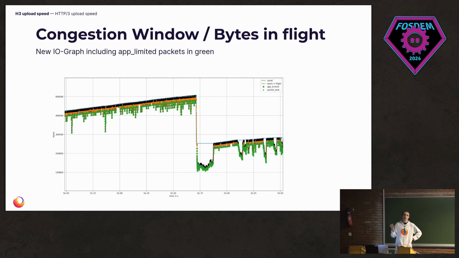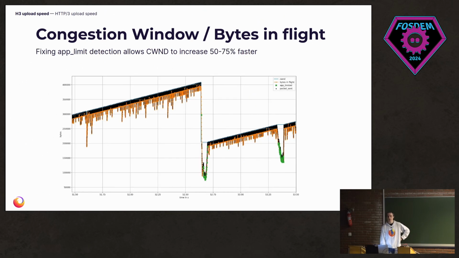This is another simple incremental fix for our HTTP3 upload speed problem. And after fixing this, the graph looks like this. It has a steeper curve, a steeper line. Here we also see that the first problem that we had got fixed. We don't drop to 0 with the congestion window, but have it halfway here.